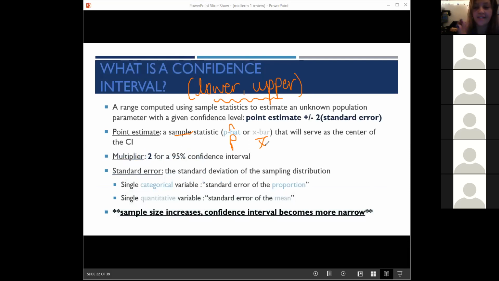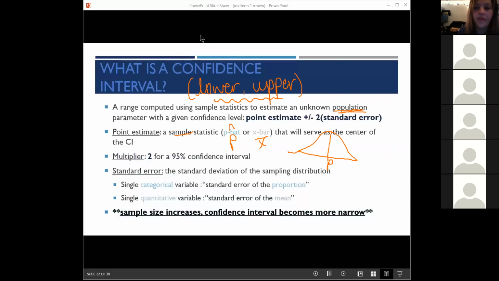So they're both sample statistics, remember, because we are using these samples. Like Lydia said, we do use our samples to make inferences about our population. So that's always going to be the center of the confidence interval. So our center is either going to be our p hat here, or our center is going to be our x bar. So that's the main situation there.